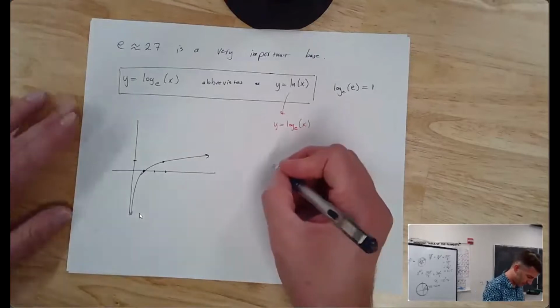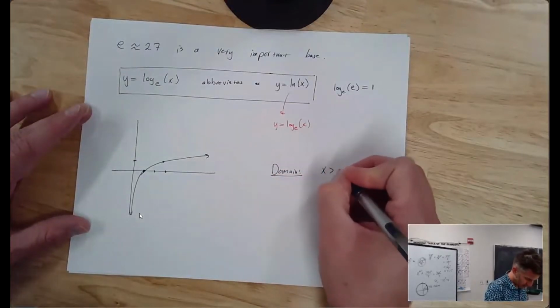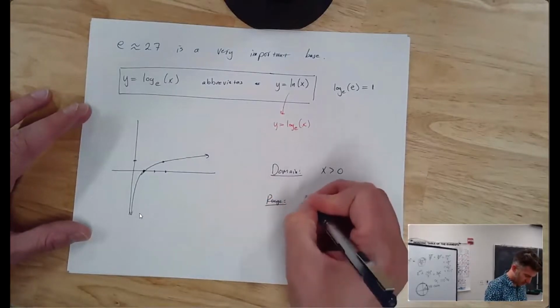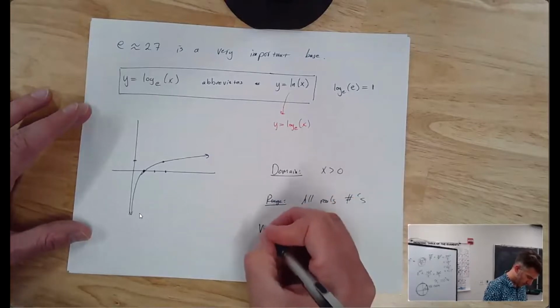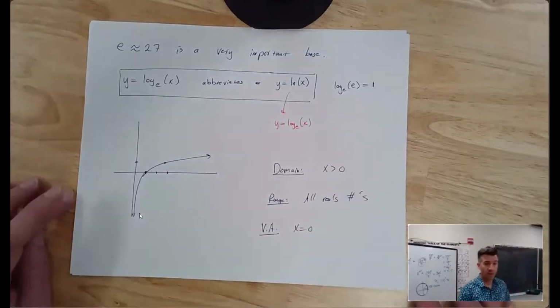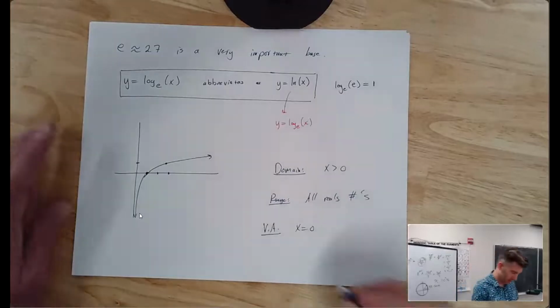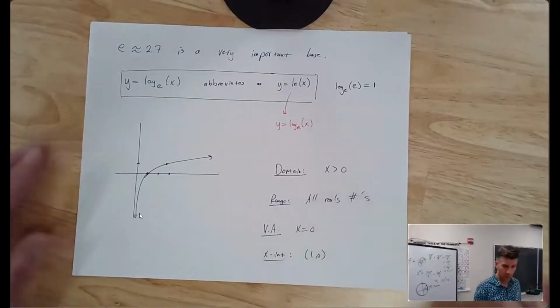So here, yes, the domain is x has to be greater than 0. The range, all real numbers. And we also have a vertical asymptote at x equals 0. So if you haven't shifted or stretched or transformed the logarithmic function in any of the usual ways, the domain, range, and vertical asymptote and x-intercept never change. They are always these 4 things.